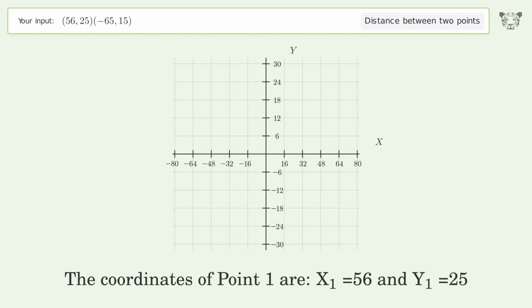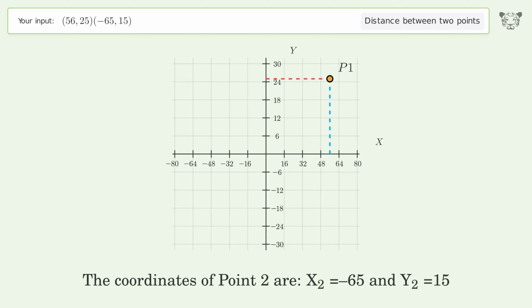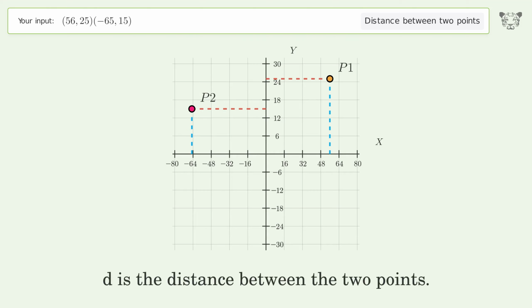The coordinates of point 1 are x1 equals 56 and y1 equals 25. The coordinates of point 2 are x2 equals negative 65 and y2 equals 15. D is the distance between the 2 points.